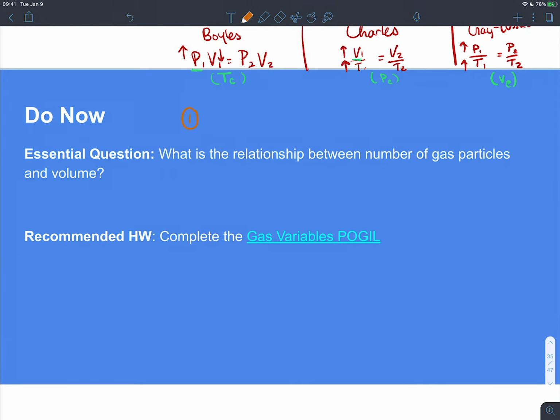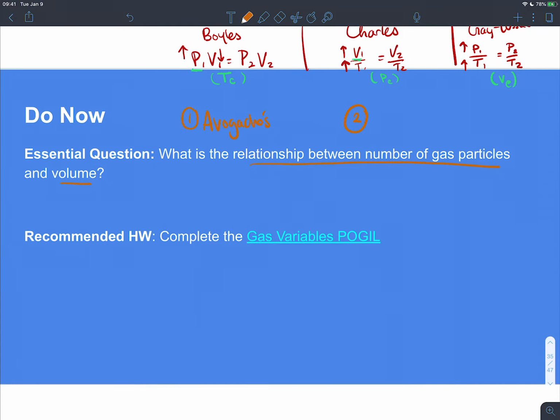One is getting Avogadro's law. And you know Avogadro from Avogadro's number, the mole. And you can think about this question right now. The number of gas particles and volume. What would happen if you had more gas particles? Would it take up more or less volume?